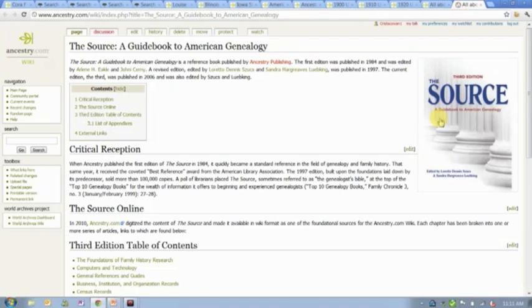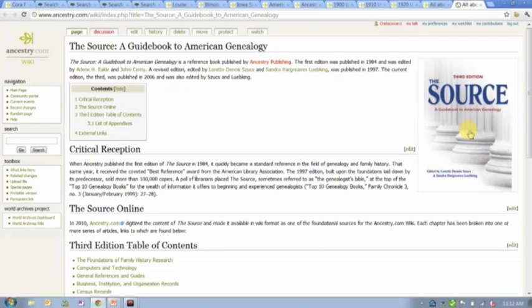For those of you who used to have this book, Ancestry.com actually started as a publishing company back in the 1980s, and the first edition of this book was published in 1984. And since then, we've had two more editions. The third edition is what was used to create the foundation for the wiki.